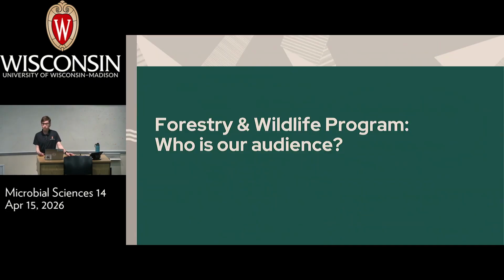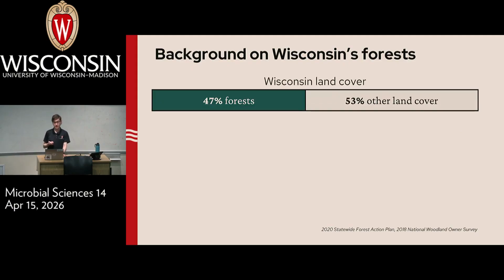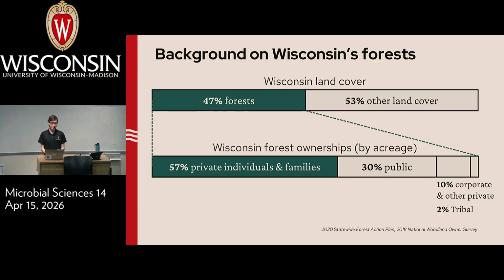So I'll zoom in now to the forestry and wildlife program that I work in. There are 6 of us in my core team, and then there are several affiliated campus specialists. I'm not going to be talking about the work of the campus specialists, just us as the educators and the outreach folks. And so we work in regards to Wisconsin's forests, and we have a lot of forests. Currently, almost half of the land in Wisconsin is forested. And of that, 57% is privately owned by individuals and families.